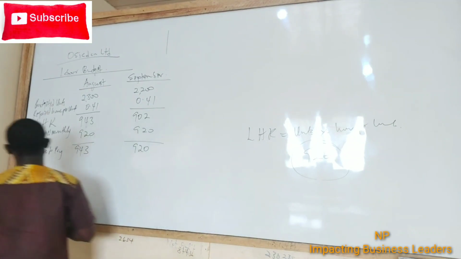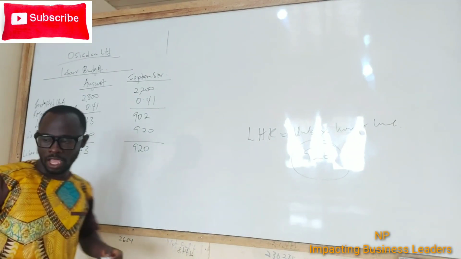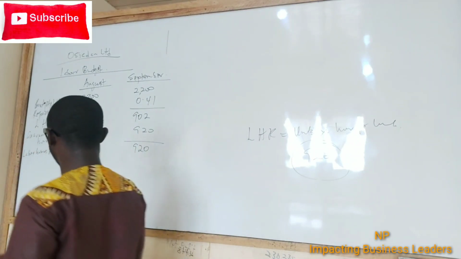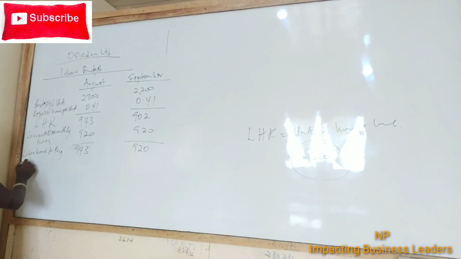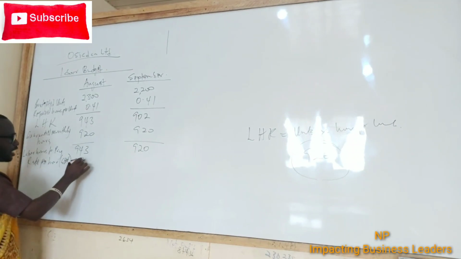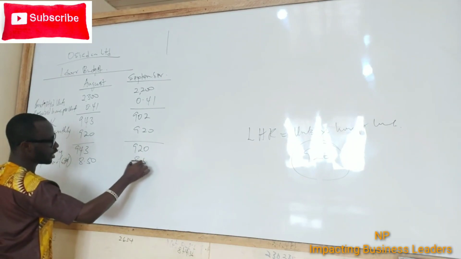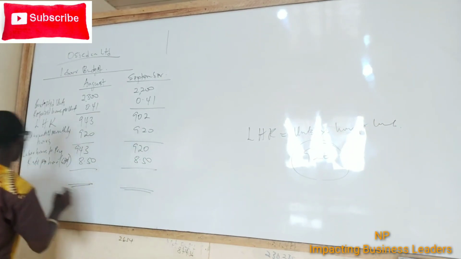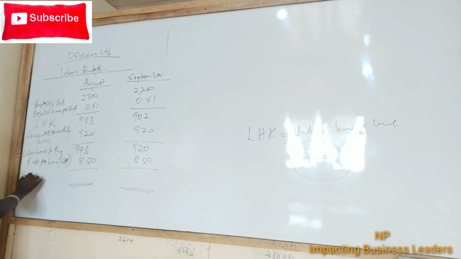So now that we have the labor hours to pay, we were given the rate at 8 Ghana cedis 50 pesos. So rate per hour, and that is in Ghana cedis, 8.50. So we sum it up, that gives us the labor cost.